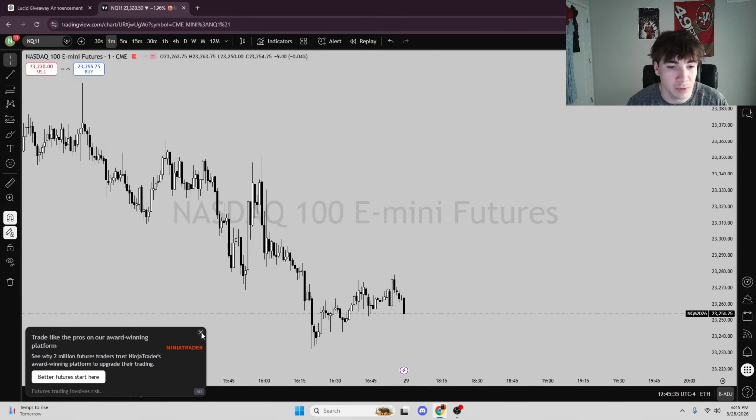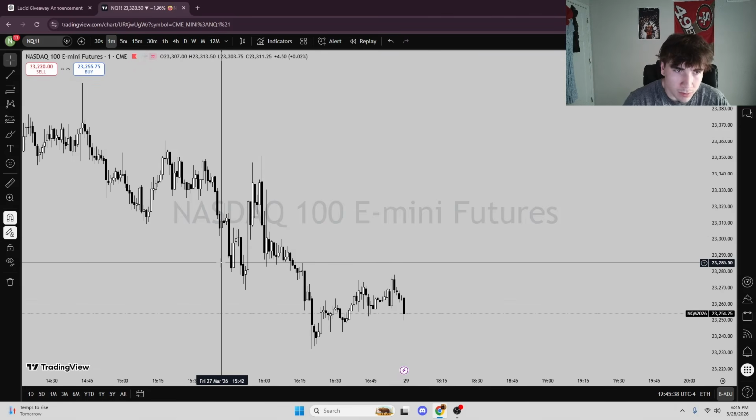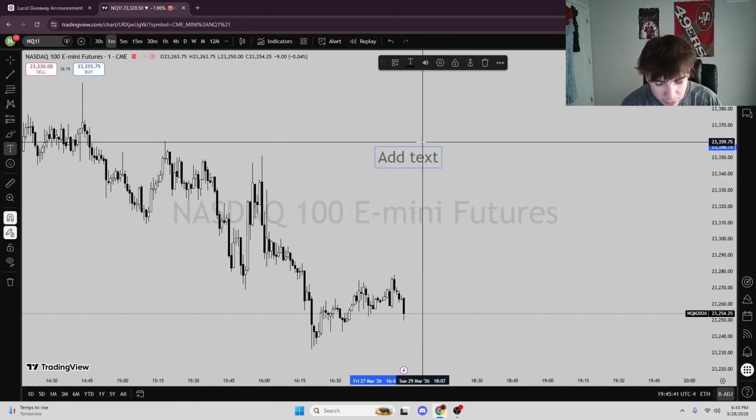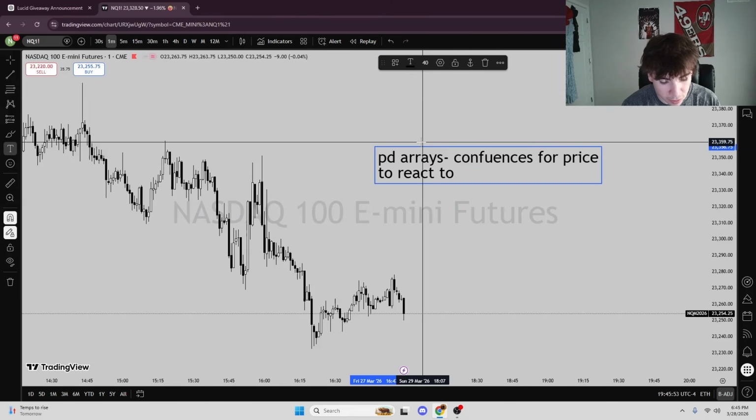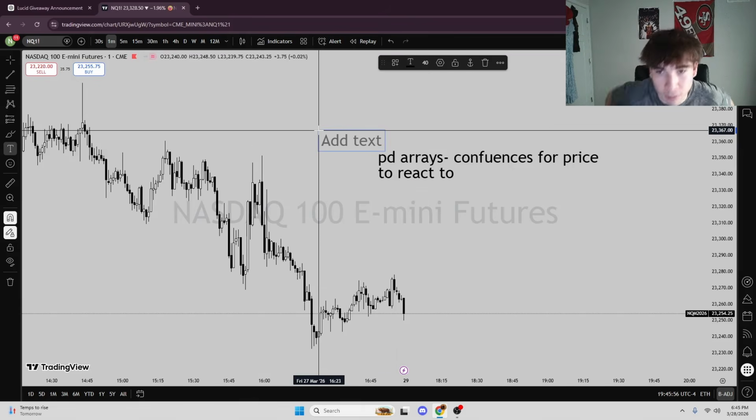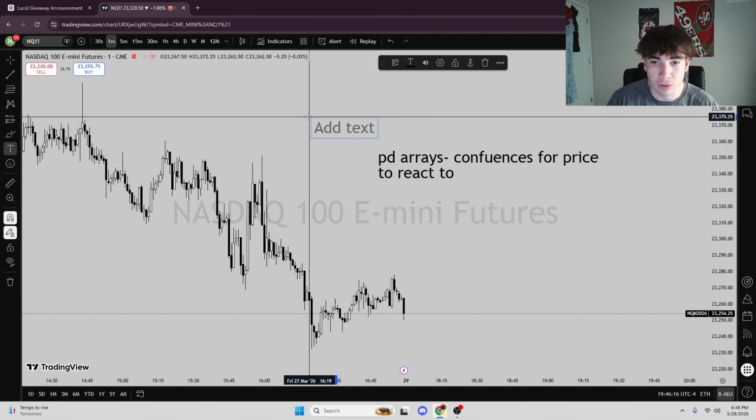I'm going to talk about confluences, but PD arrays, what are they? PD arrays are basically one of two things in the market. They're basically confluences for price to react to. As in, when specific PD arrays get hit or mitigated, I am anticipating some sort of reversal or reaction for my strategy, or not even a reversal or reaction, just some sort of entry model where I am able to use them to get an entry.